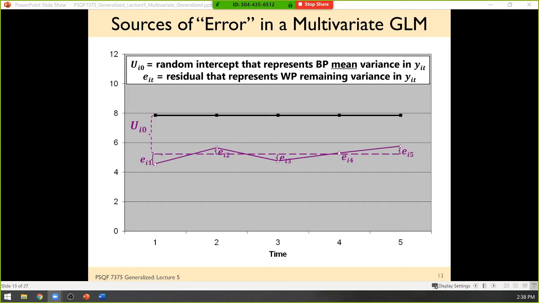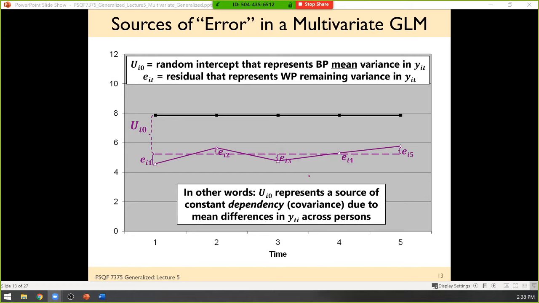From there, the E is how far off your outcome still is from that person mean. So E in this context is outcome-specific variance. It's been purified, or controlled for the person variability, and it's just the variance that happens at each occasion, or for each outcome in a multivariate context more generally.